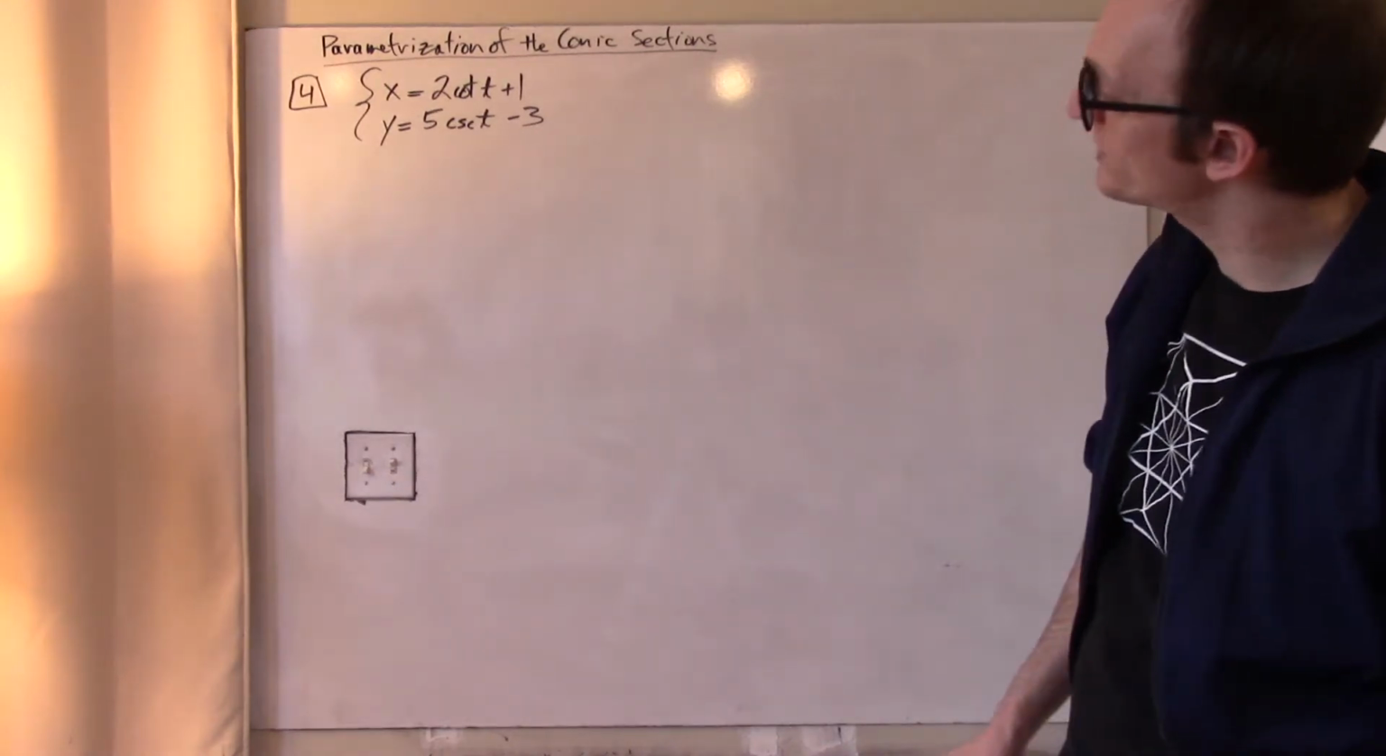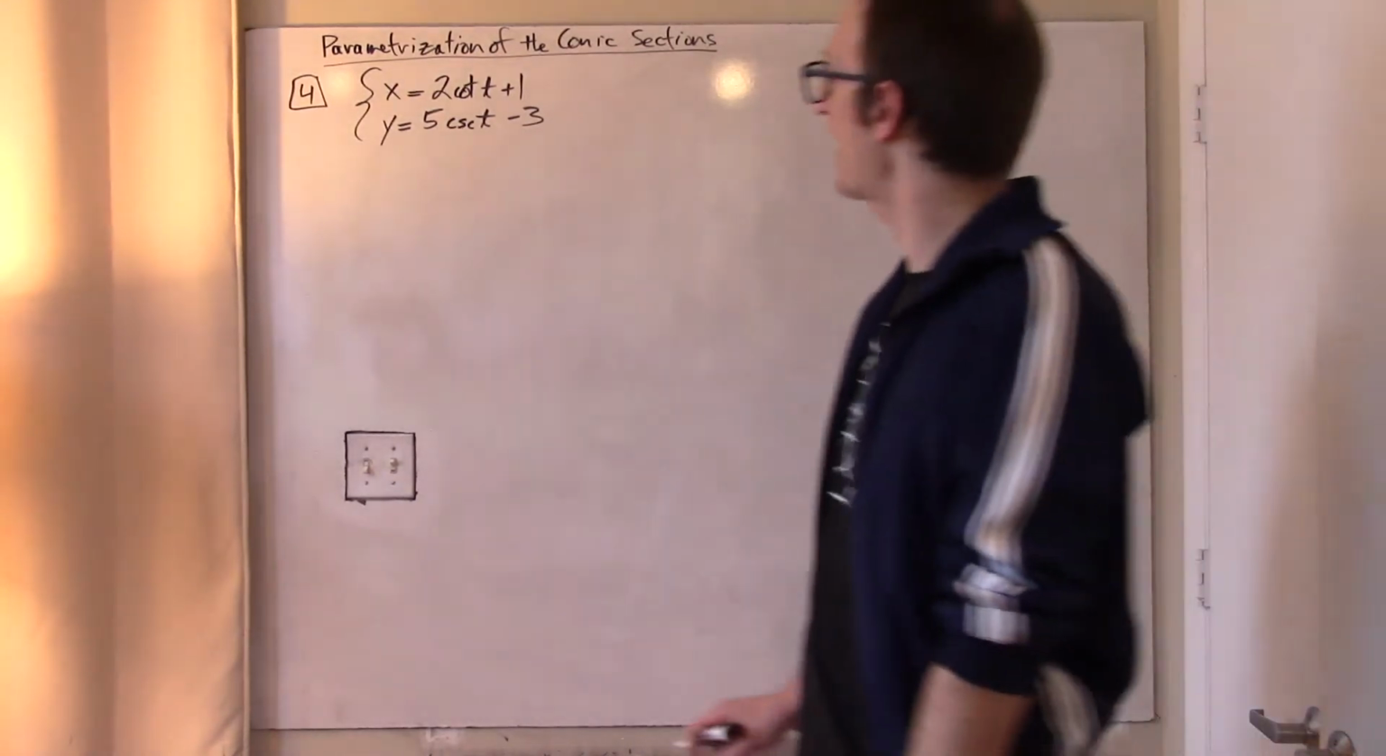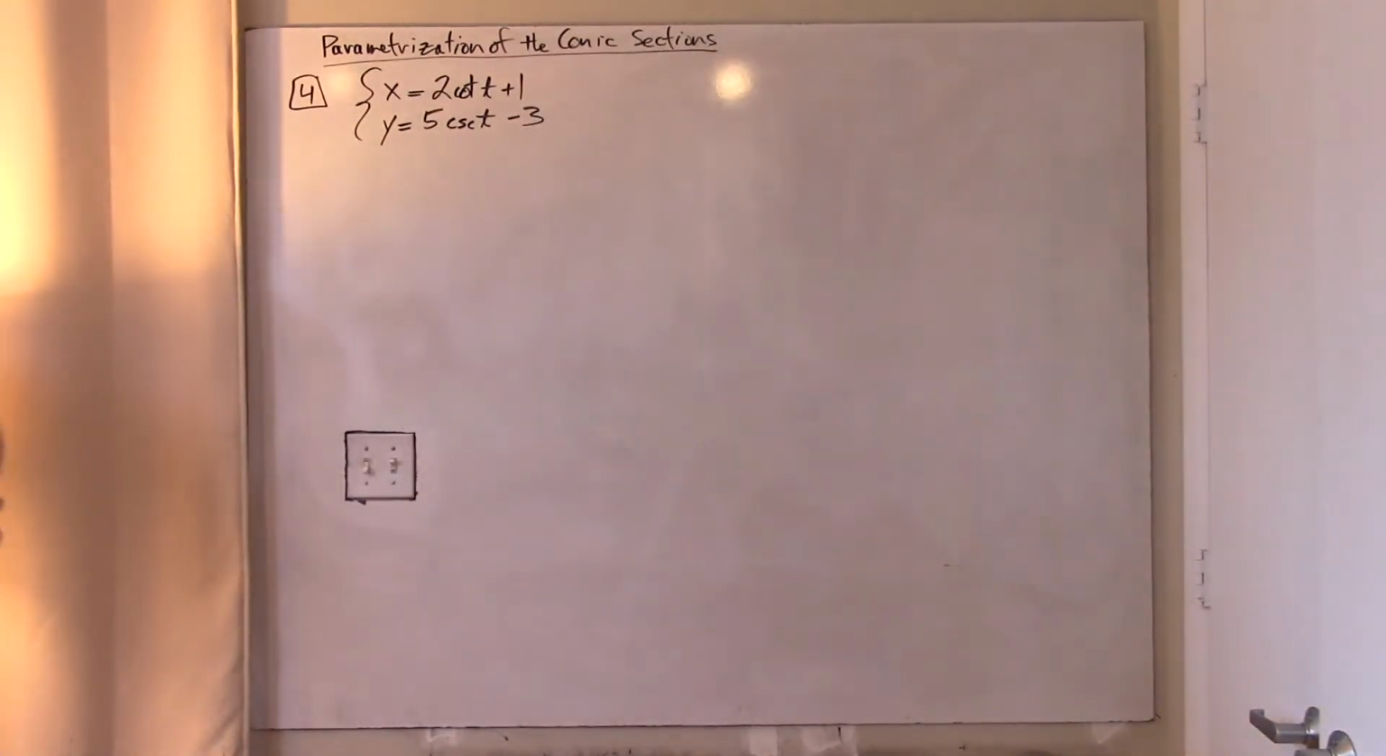x equals 2 cot t plus 1. y equals 5 csc t minus 3. Okay, the big idea here is that this is going to turn out to be a hyperbola. But the details are actually maybe a little bit hard. So, let's go.